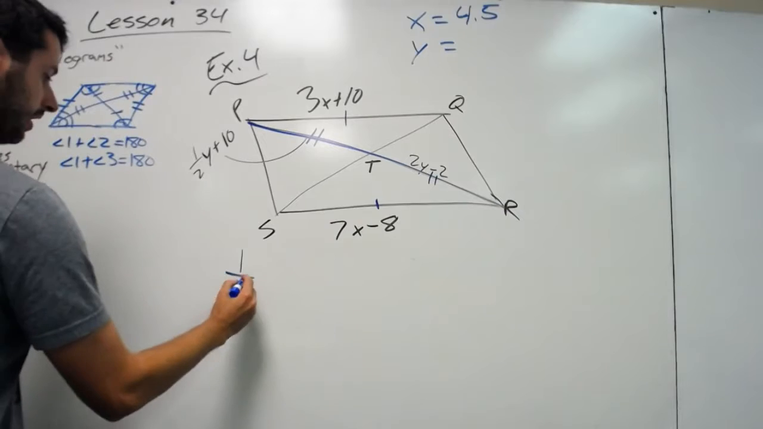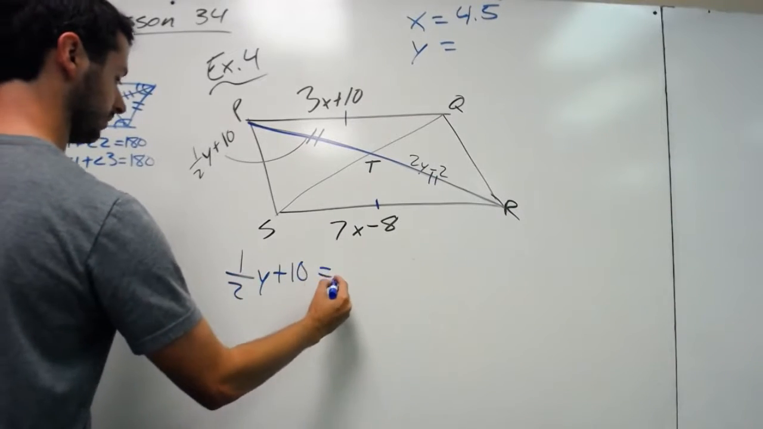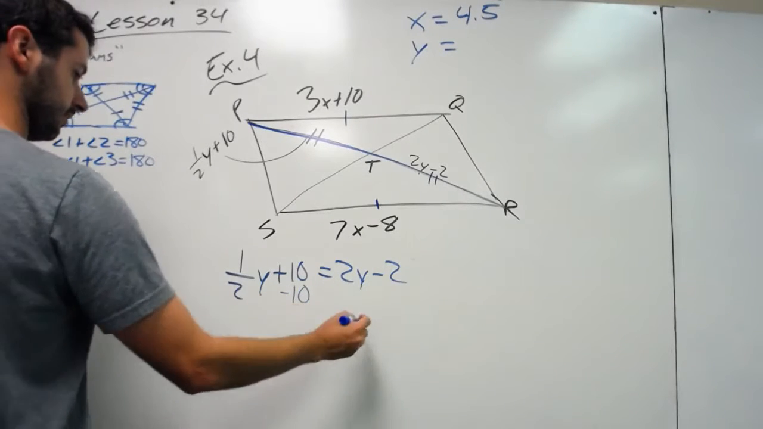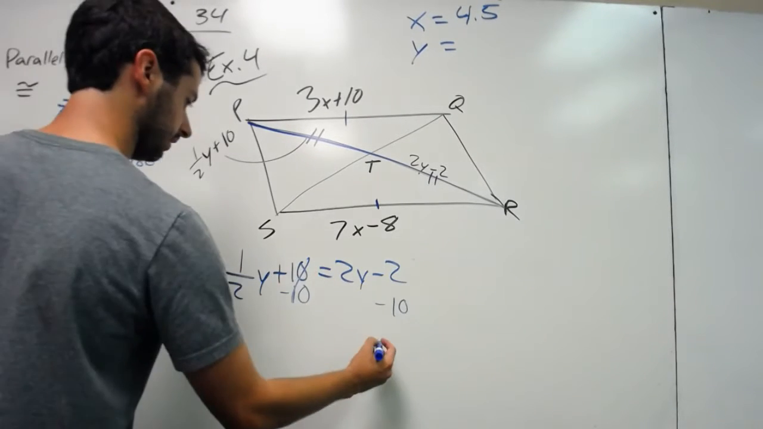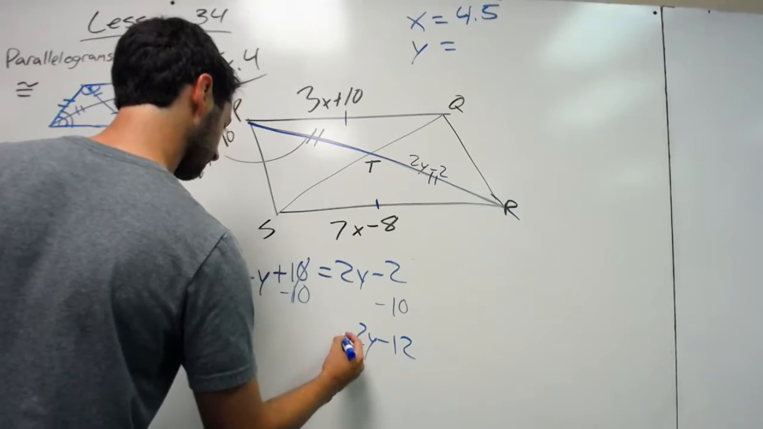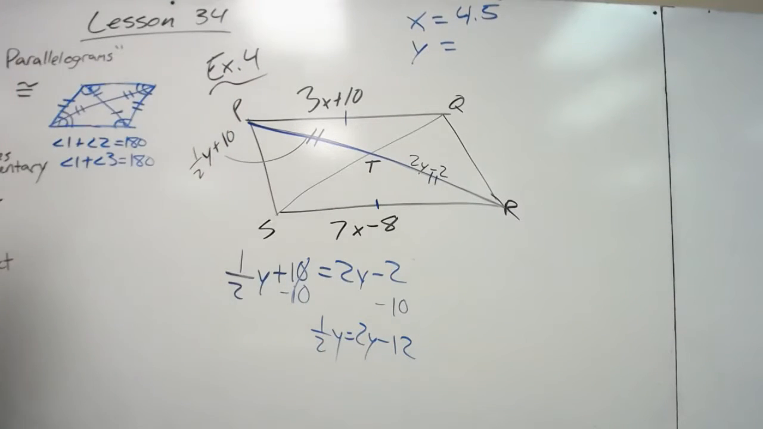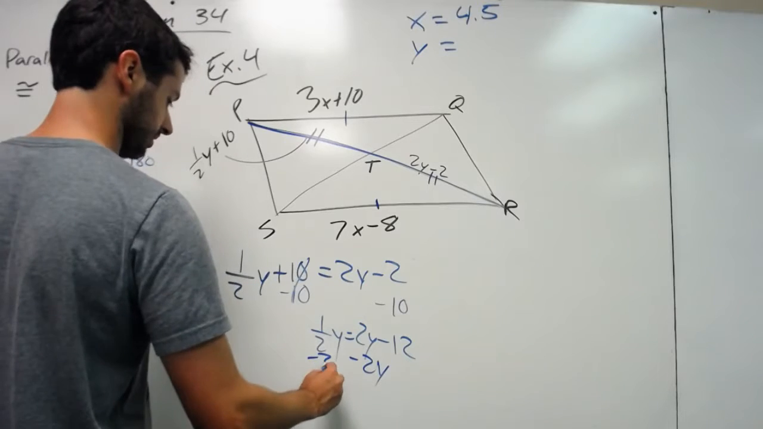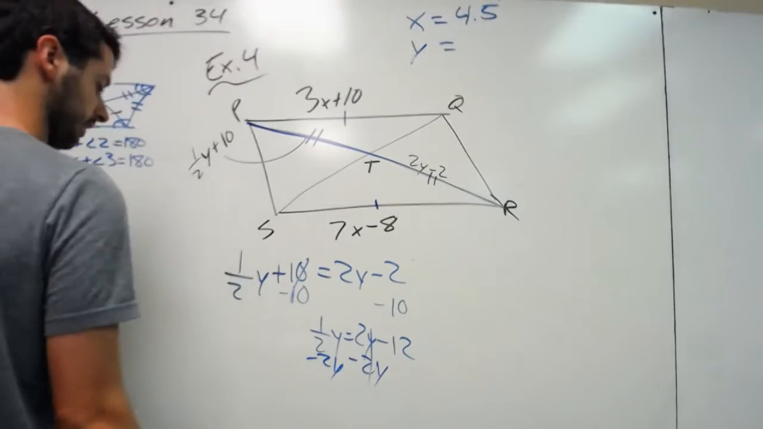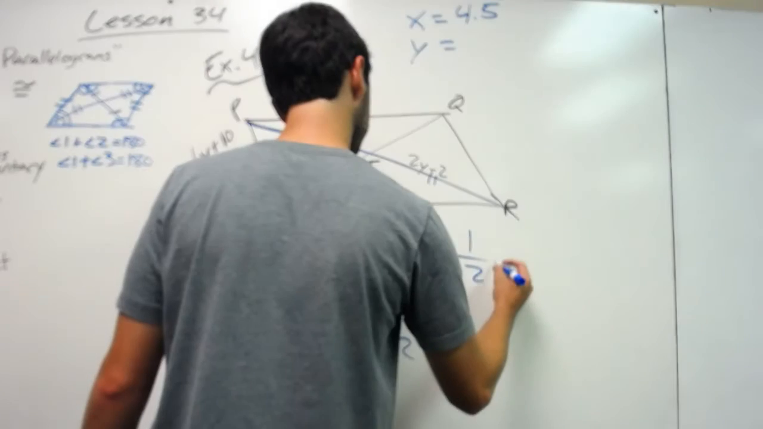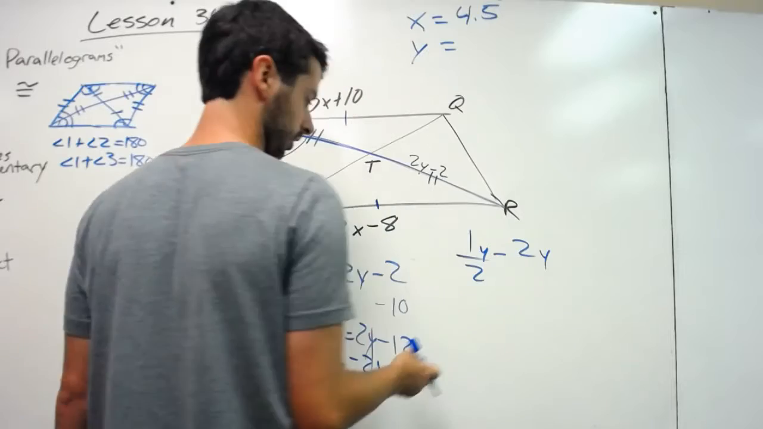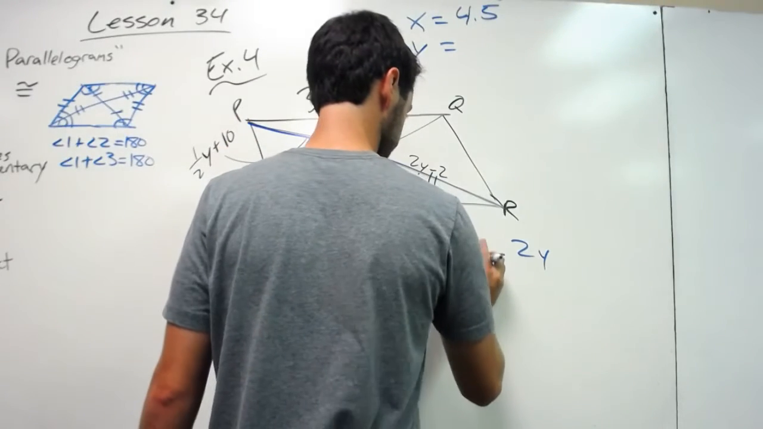So we can say 1/2 y plus 10 equals 2y minus 2. We subtract 10. Negative 12, or 2y minus 12 equals 1/2 y. From here, let's see, we're going to subtract 2y. I'll probably solve this a harder way, but it's okay. And we get 1/2 minus 2y. I'll omit the y's for now, just so we can solve the fraction.